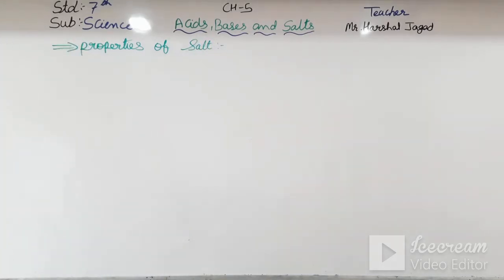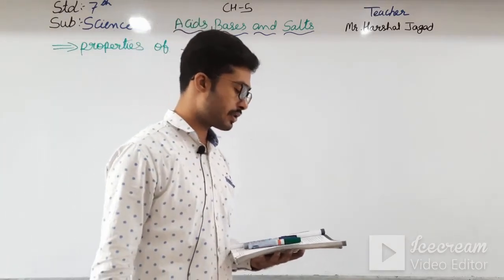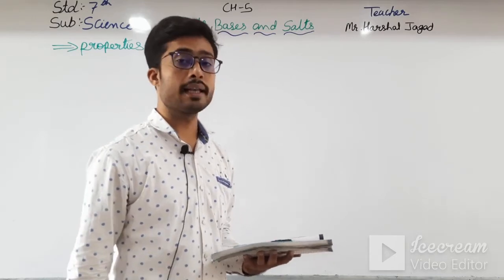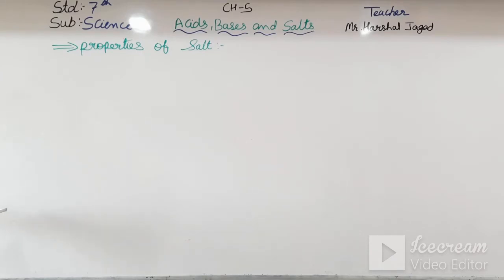Properties of salt. Let us see one by one all the properties of it. First of all, reading the first property of salt, that is, salts are generally known to have high melting and boiling temperatures.